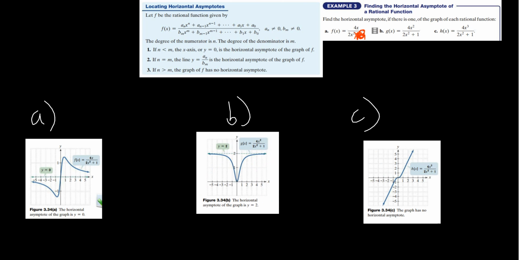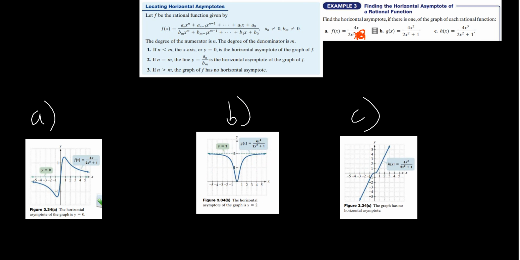So the degree of the numerator is less than the degree of the denominator. So we're looking at the first rule here. If the degree of the numerator n is less than the degree of the denominator m, then my horizontal asymptote is the x-axis, or y is equal to 0. And we see that here. As you can tell, the graph shoots right through 0. But as we go to infinity, we get very, very close to 0 without actually getting there. We just see the behavior of the graph. So that is an example of a horizontal asymptote at 0.